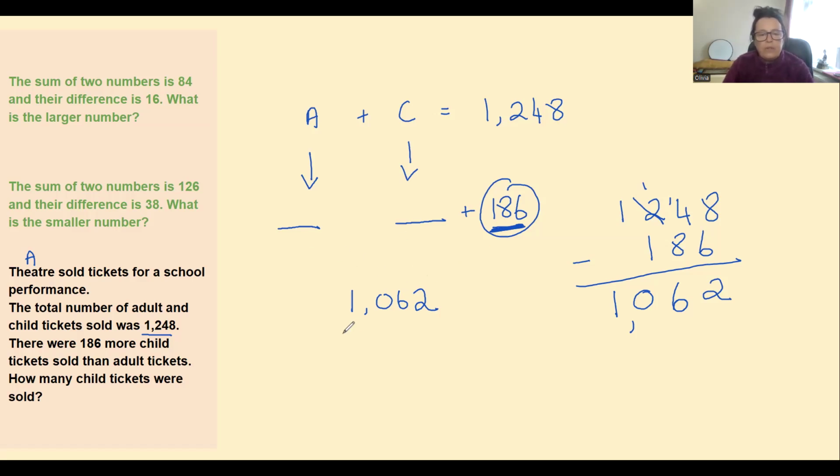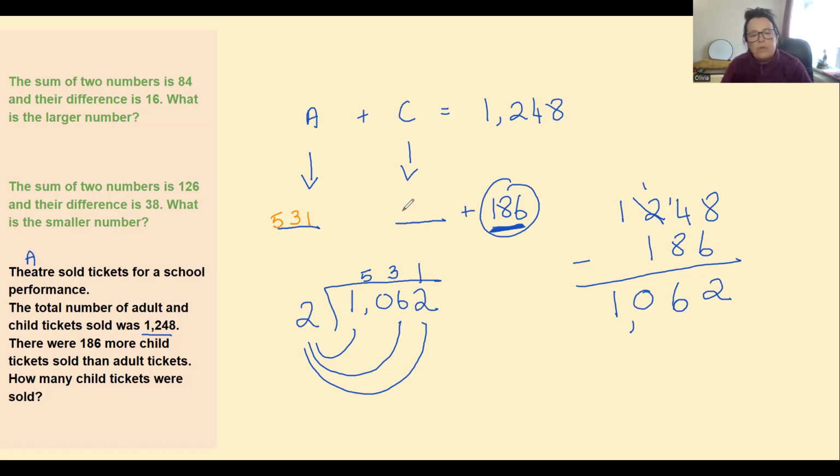So now we're going to divide this by 2. 2 into 10 goes 5 times. Well, 2 into 1, 0. Bring my 1 over, it makes 10. 2 into 10 goes 5 times. 2 into 6 goes 3 times. 2 into 2 goes once. So we have 531. The adults sold 531 tickets. The children sold 531 tickets plus 186.